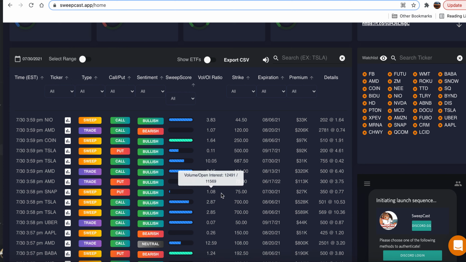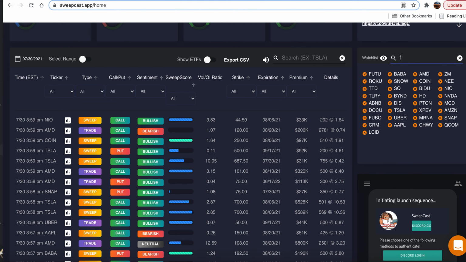So what I like to do on Sweepcast is make a watch list right here. For example, I'm going to take Facebook off, take Walmart off. Pretty much just type the tickers you want to look at, Facebook, Walmart, type that back in. These are the tickers I usually look at every single week. Not to say I don't play anything else, but these are tickers I look for every single week.